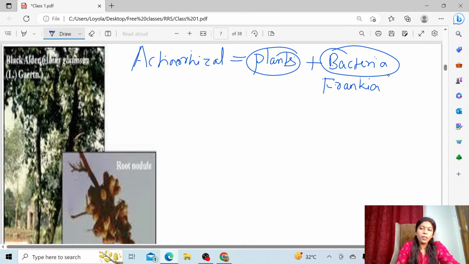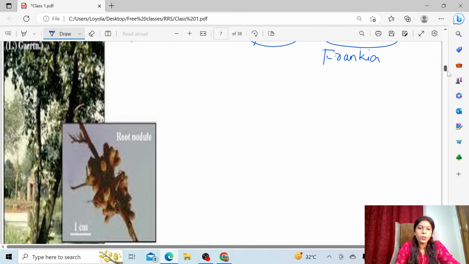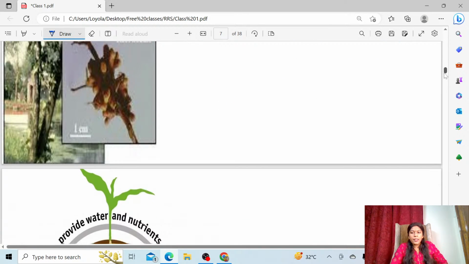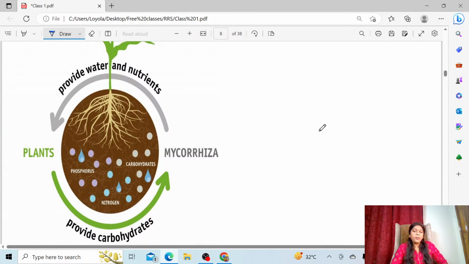You can see the infections caused in the root nodules. Again here the Frankia will help in fixing atmospheric nitrogen for the plants. Plants in turn will provide food to the Frankia bacteria. Examples are the casuarina tree, where Frankia will be present in the root nodules. Then you can go to the next association. You can see this, mycorrhizae. This is another association.